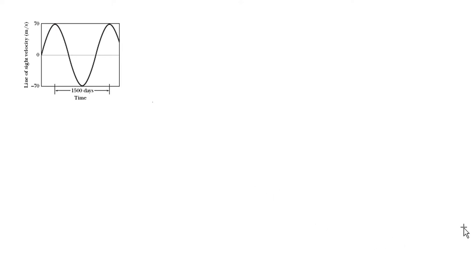So the problem description says that this is the velocity of a star that's far away, in the direction of the line of sight. And this is how it changes over time, and we're supposed to find out a couple things about the planet. I'm not going to tell you everything about the problem, but I'm going to give you sort of a hint as to what's going on.